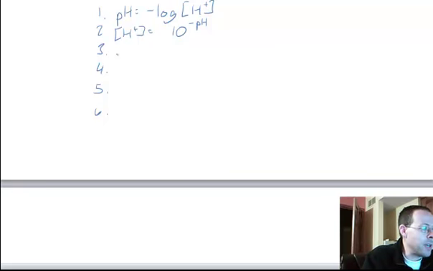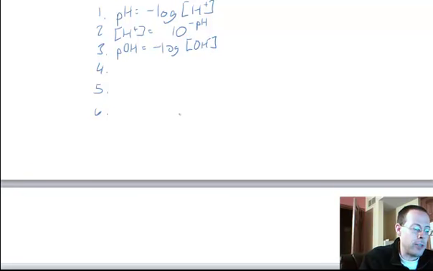The next thing is we can calculate pOH. Alright? And pOH is going to be the same kind of idea, such that we're going to take the negative log of hydroxide concentration, and then conversely, OH concentration is going to equal 10 raised to the negative pOH. Alright? And then these next two equations are helpful. pH plus pOH always equals 14.